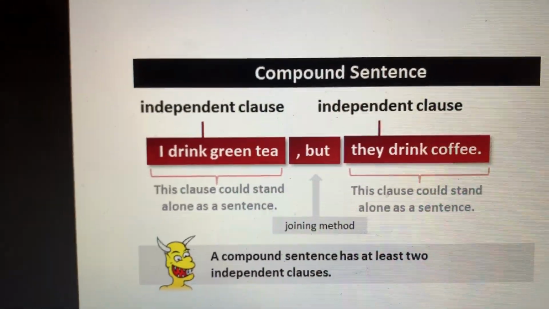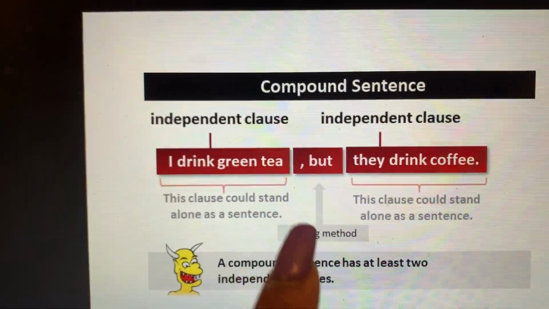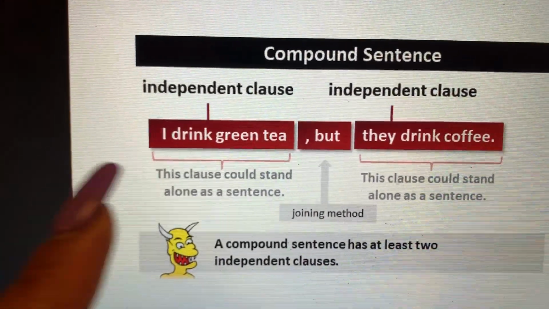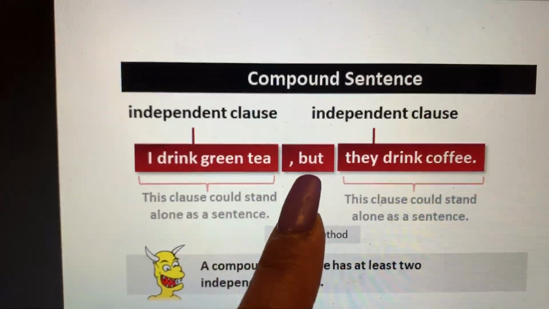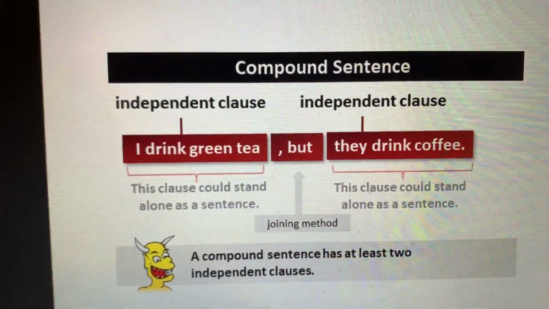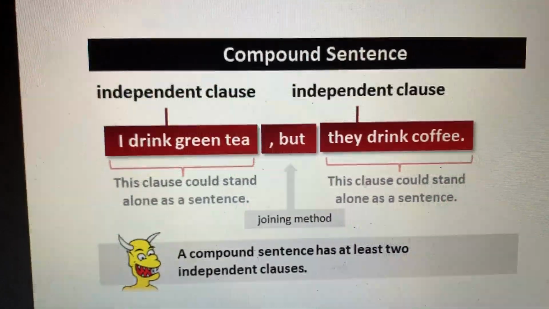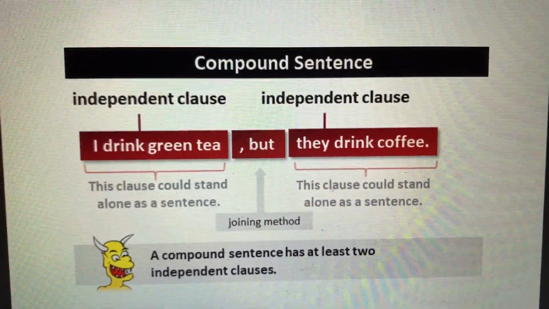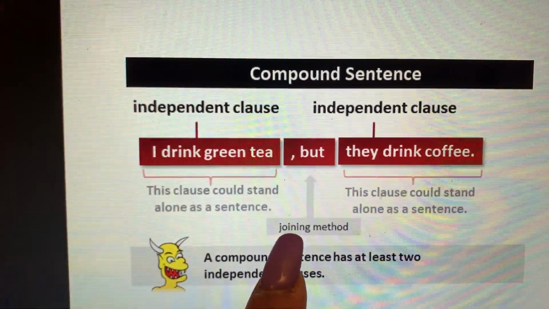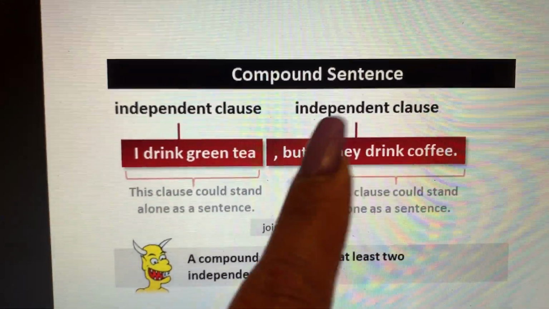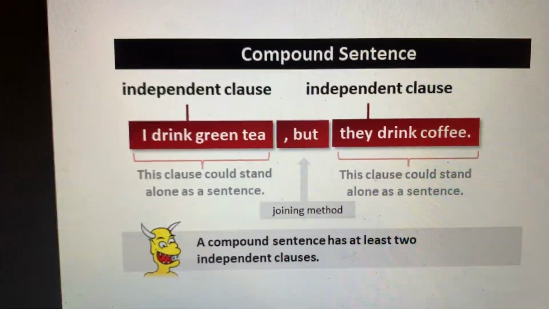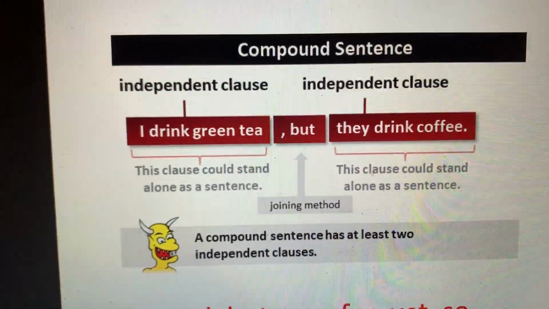Now, when we combine the two with a joining method, such as the word but, it becomes a compound sentence. So now the new sentence is, I drink green tea, but they drink coffee. See how I did that there? Okay, so remember, a compound sentence has two independent clauses, and we're going to see some more examples of that in a moment. So I said they were joined by a joining method here, which is a key word that helps join the two together to make them, instead of two independent clauses, what makes them a compound sentence.